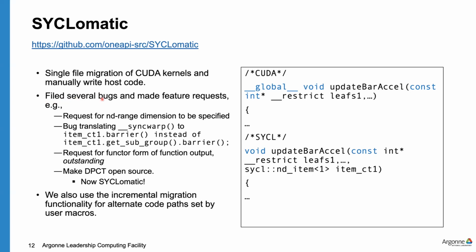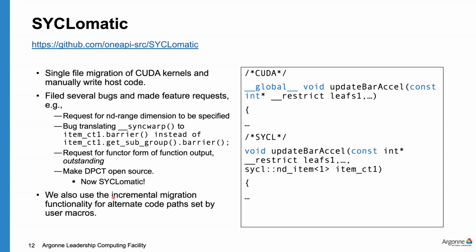Using SYCLomatic, we've used it for quite some time. We've made feature requests, we've found bugs, we've reported them. Here are a few examples. One thing that we did ask was, when SYCLomatic was known as DPCT, we did request for it to be open source, and the team was very accommodating, and I think that was a very good move on their part. So now DPCT is SYCLomatic, and it's really under active development. If you look at the Git repository, there are commits from like 2 weeks ago, probably.